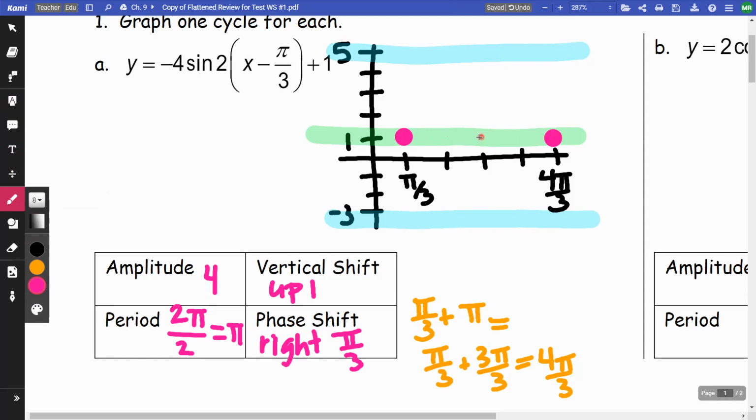Halfway in between here is also 0. Then in between these, remember it is negative, so we have to be careful. It's not going to go up first. It's going to go down first. And in between these, it's going to be going up. And that's our sine.